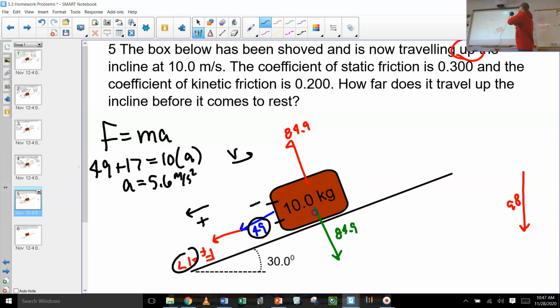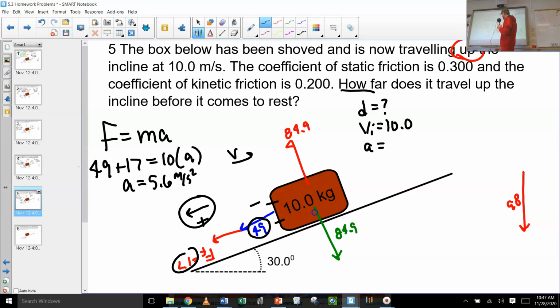So then, how far? Displacement equals question mark. Initial velocity is down the hill, so it's a positive number, 10. My acceleration is still, oh wait, we're shoving it up. Ooh, gotta be careful. Since I'm shoving it up the hill, it's a negative 10. I'm sure that you caught that right when I said it. The acceleration is down the hill at 5.6. Whew, this positive and negative stuff is really gonna get me.